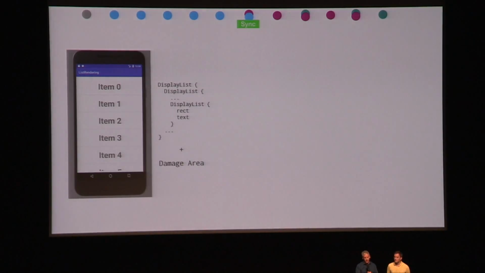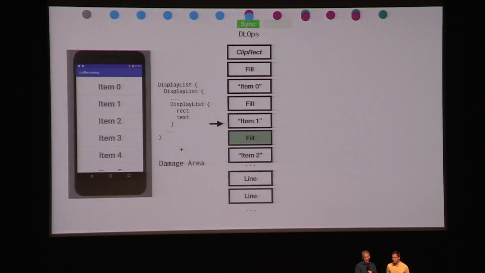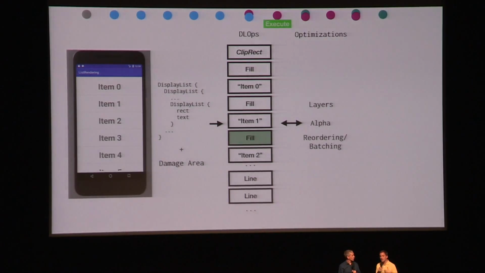The execute phase takes all of the information that we have from the display list as well as the damage area, and it creates what we call DL ops, or display list ops. So it takes this data structure and converts it into another data structure, because that's what software engineers do. It's effectively going from a tree of display lists to a flat list of drawing commands. And then it optimizes that as well. There's a number of optimizations that we do at that point. We're not going to explain those in detail today.